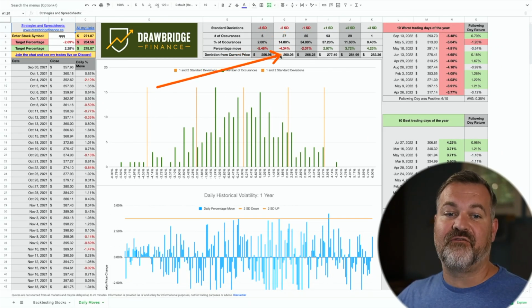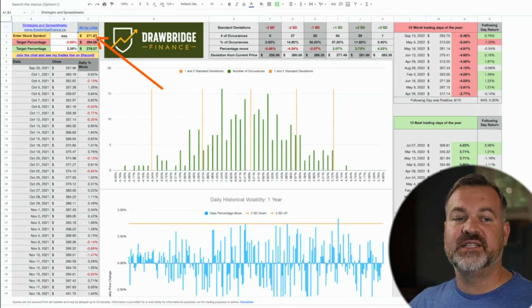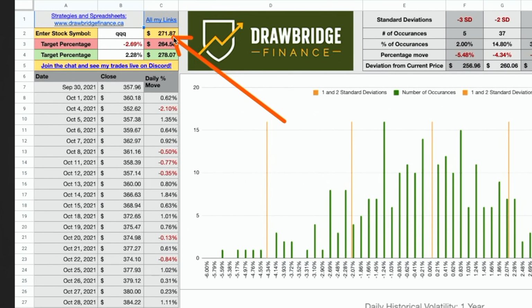And what is that from the previous day close? It's $260.06. It's important to know that the result of the value in cell C2 is actually the previous day's close. That's what I'm calculating this off of because that's what the calculation on this chart is using. It's looking at the difference from the previous day.